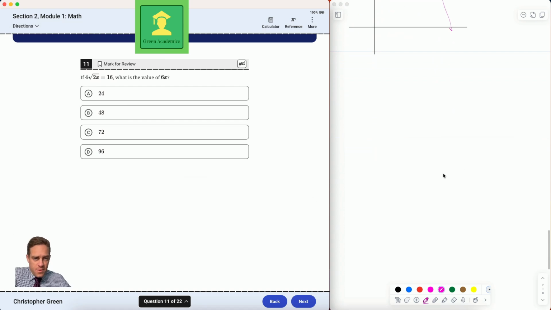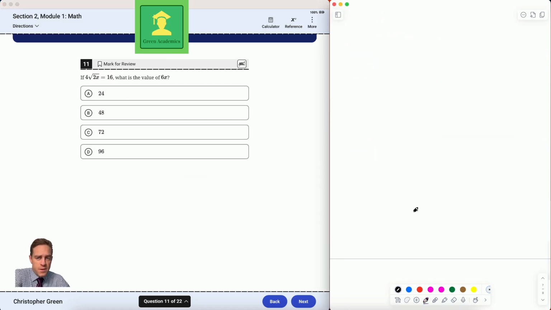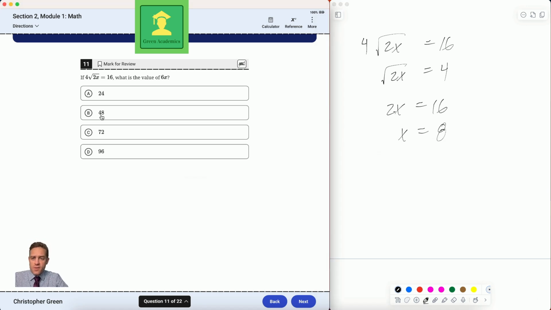Four times the square root of the quantity 2x equals 16. So divide both sides by 4 and that gets you to here. Then square the entirety of both sides, which gets you to x being 8. So 6x is 48.